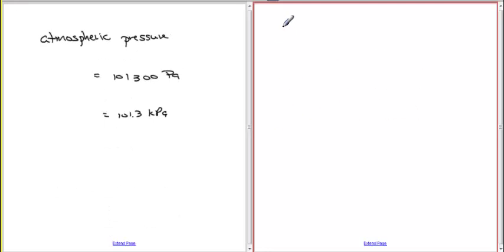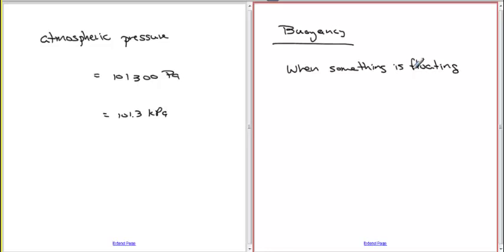Then we had buoyancy. And the big thing that you guys are not supposed to forget is when something is floating, the total weight is equal to the buoyant force.